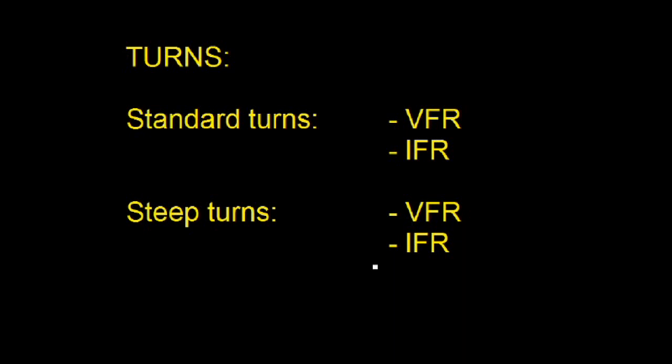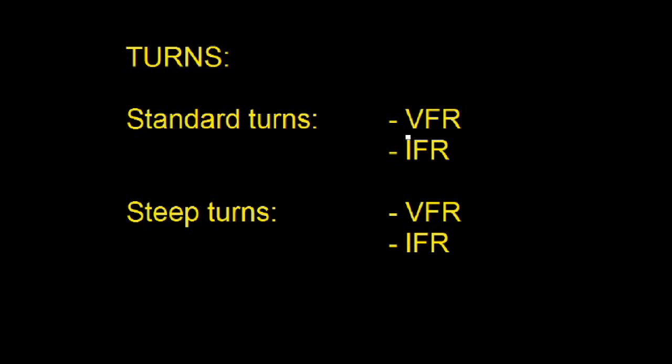In case you don't know what VFR and IFR means, it's quite simple. VFR means visual flight rules. That means you're looking outside, you see the horizon, you see how high you are, and you can determine where you are just by looking outside. You don't need any instruments.